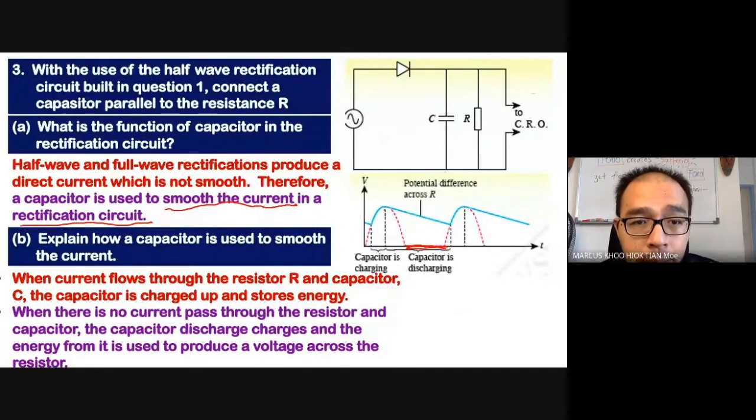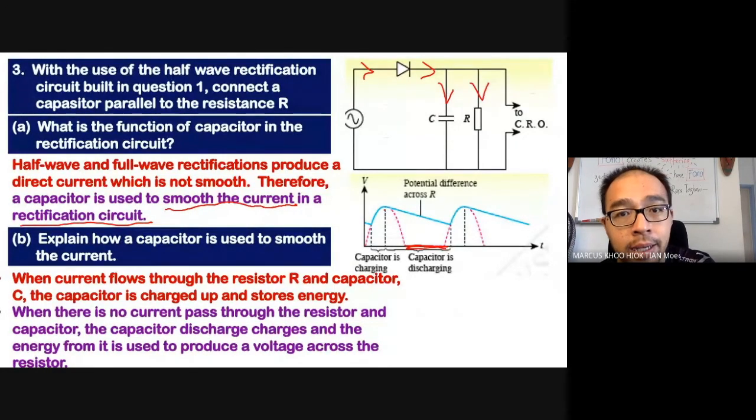So explain how a capacitor is used to smooth the current. When current flows through the R and the capacitor, it's going to flow here, it's going to flow here. Sebahagian akan mengalir melalui capacitor dan sebahagian lagi melalui rintangan atau mentol atau TV atau whatever lah. Okay. Now, what happens is the capacitor starts charging. Dia akan menyimpan cas. Okay, the capacitor is charged up and stores energy.